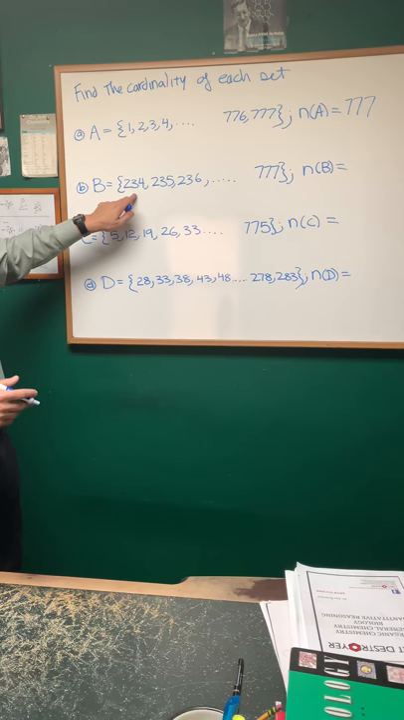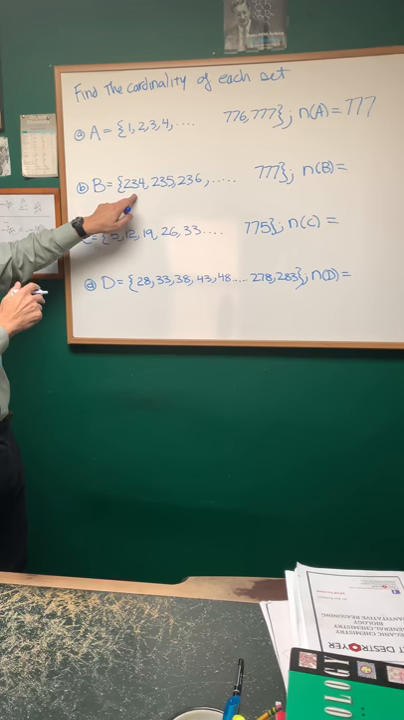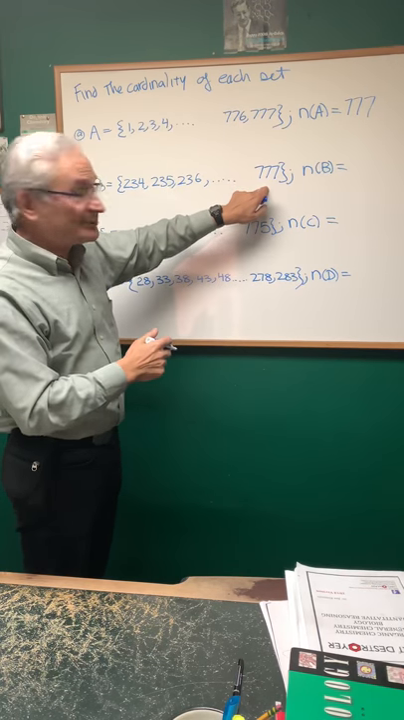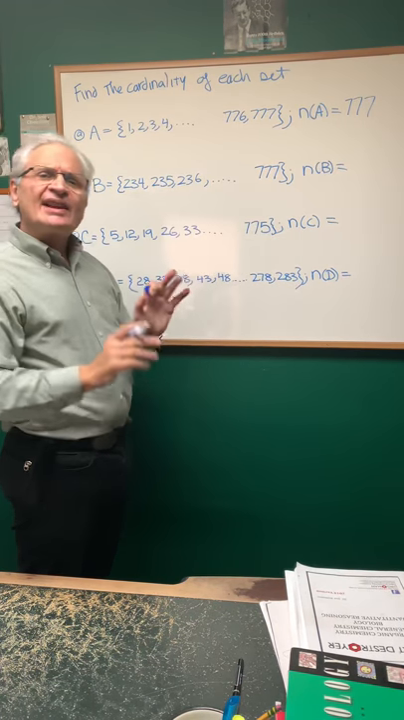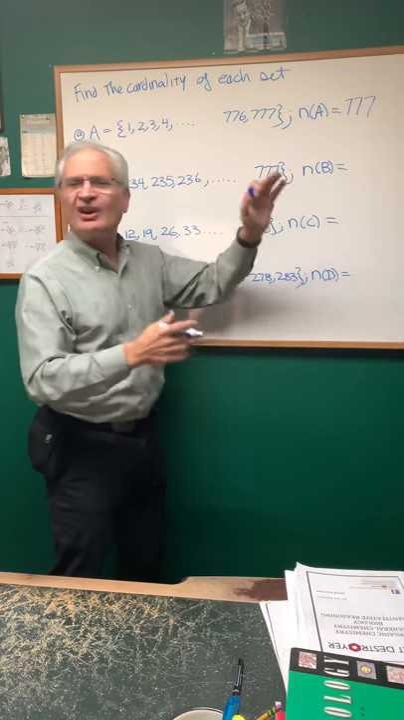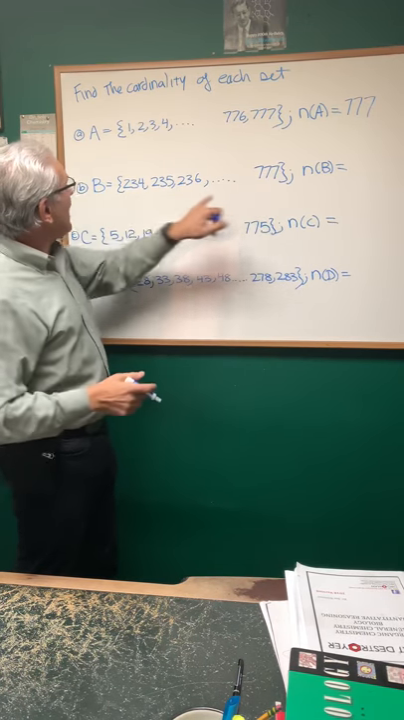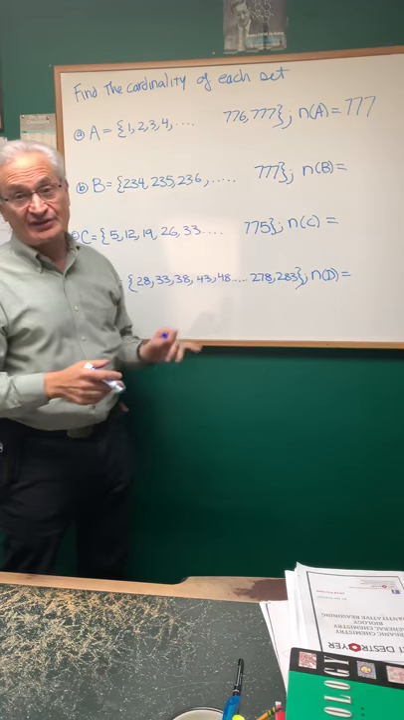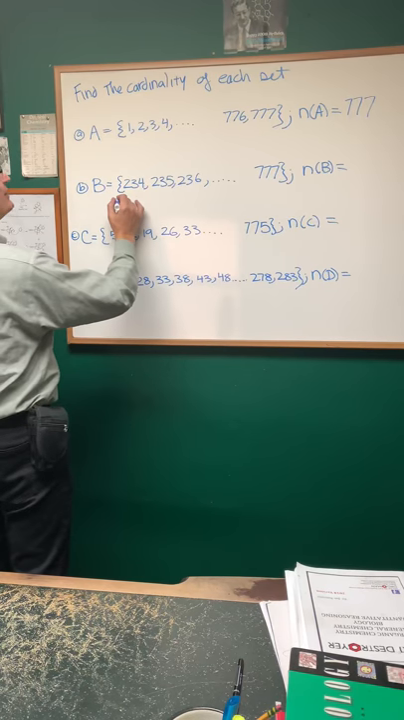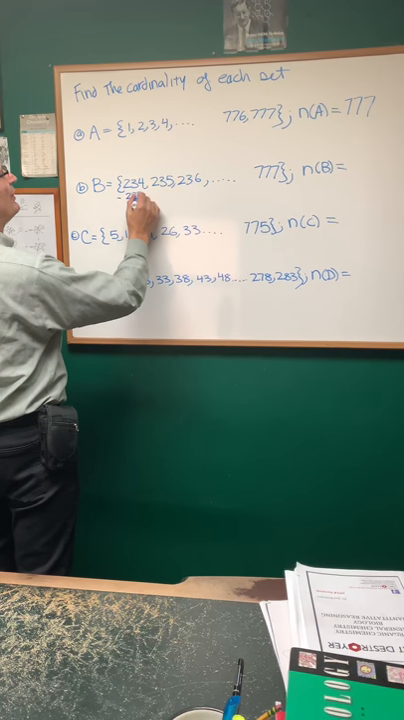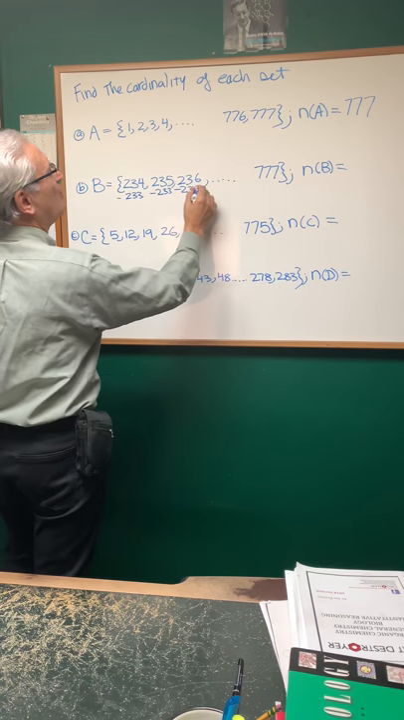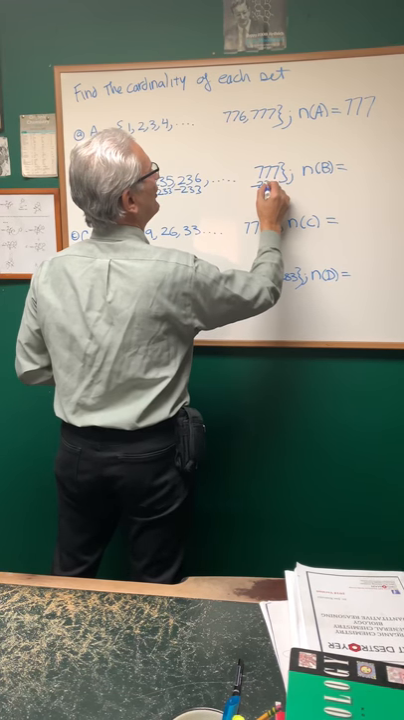Well, this set doesn't start with 1, it starts with 234. 234, 235, 236, all the way up to 777. Now, at first blush, you would think, well, all I have to do to find the cardinality of this set is subtract 234 from 777, but not so fast. Here's what I'm going to do. I'm going to subtract 233 from each element in this set, and I'll show you why I've chosen 233.